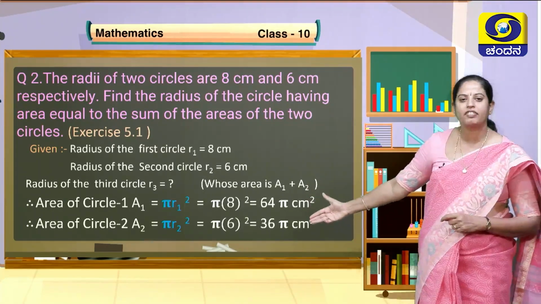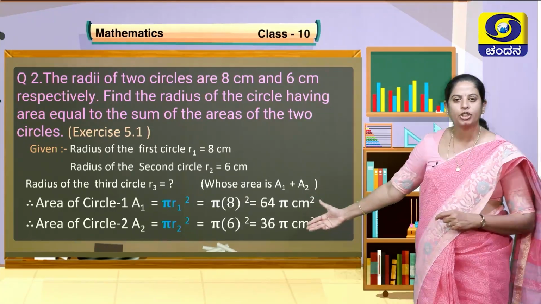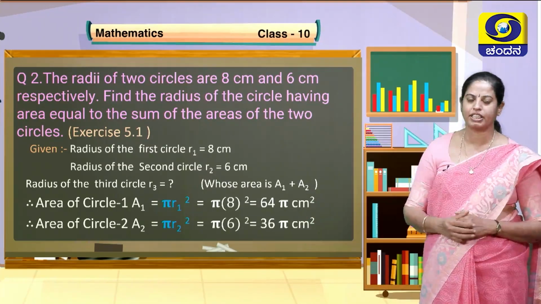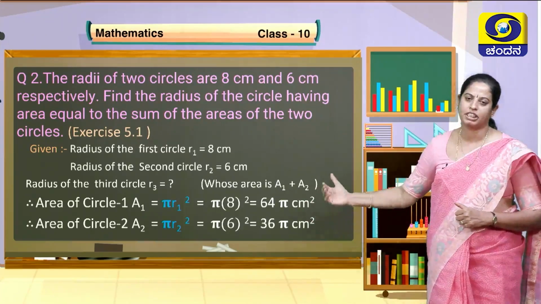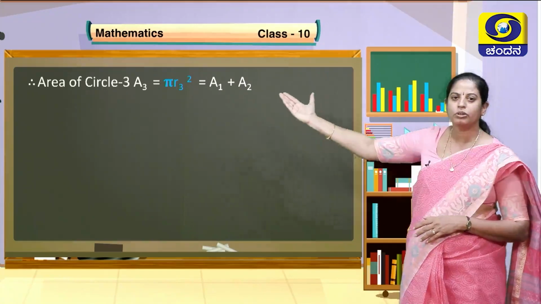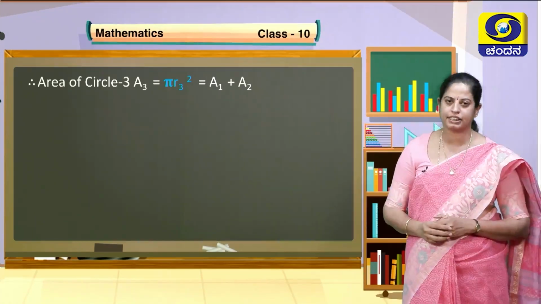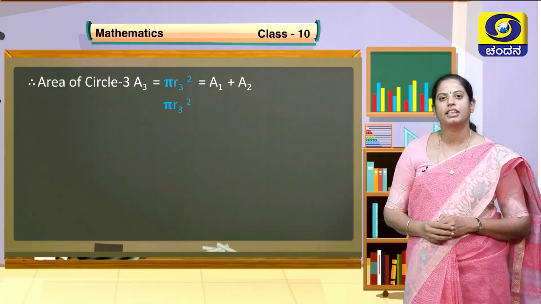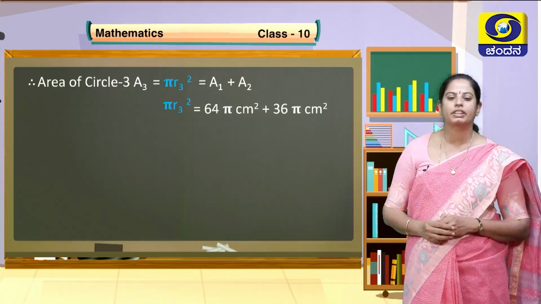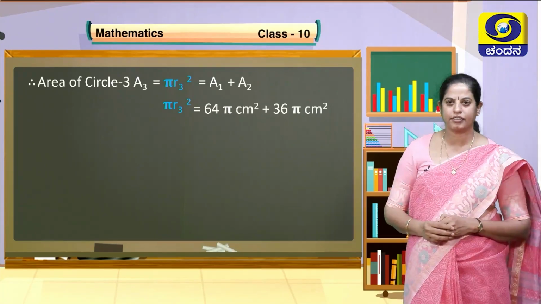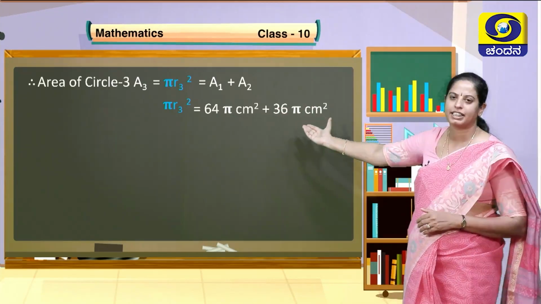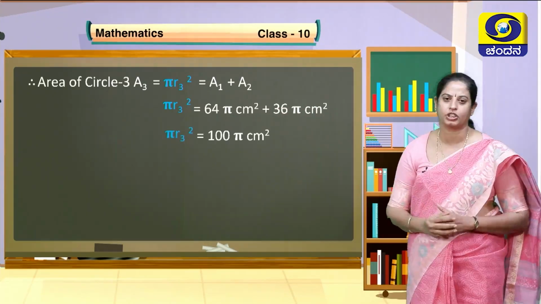Similarly, area of the second circle is pi R2 square. The length of R2 is 6, pi 6 square is 36 pi centimeter square. Now, we are adding A1 and A2 to know the area of the third circle. So, third circle area is given by pi R3 square. The value of the area of the third circle is 64 plus 36, that is 100 pi centimeter square.